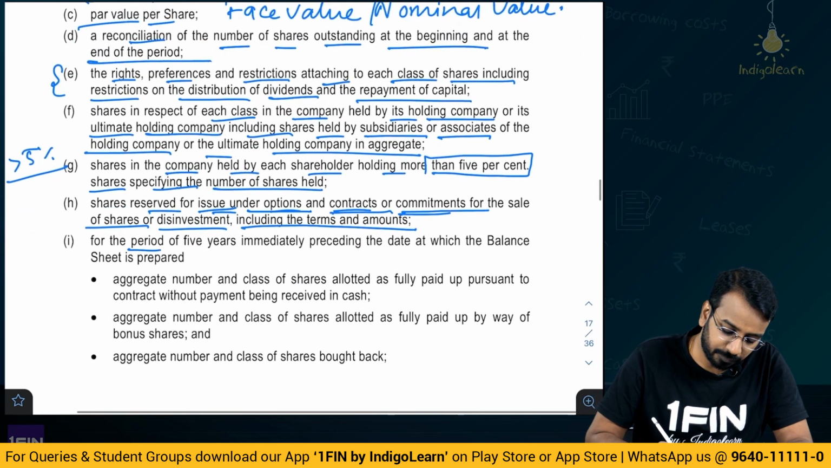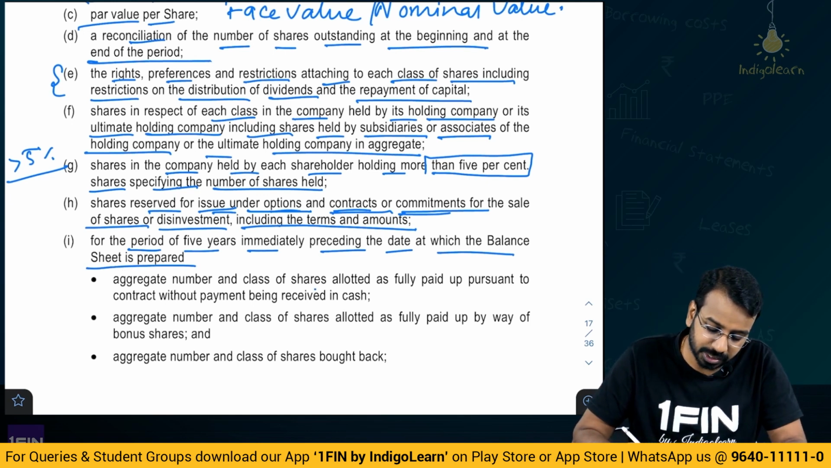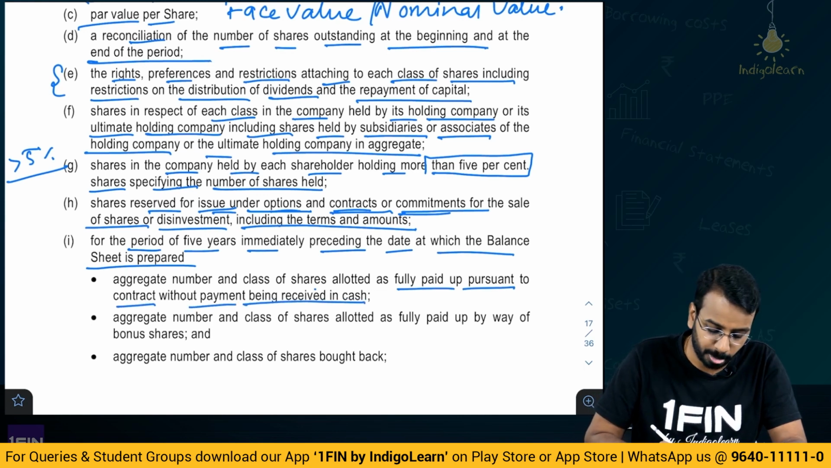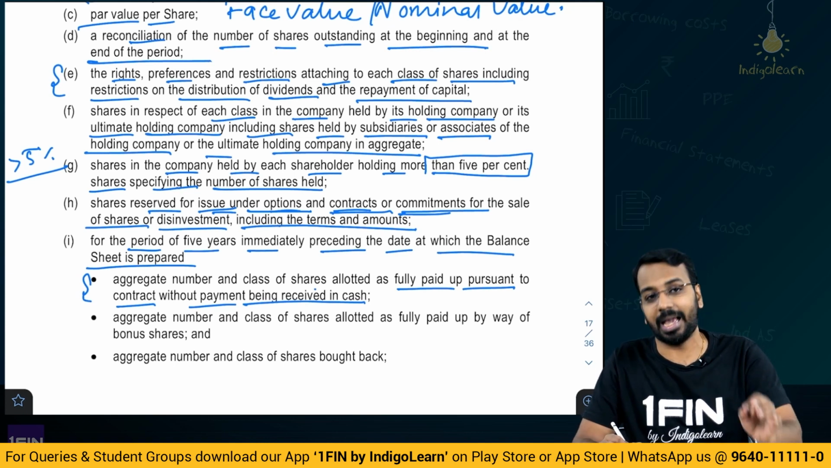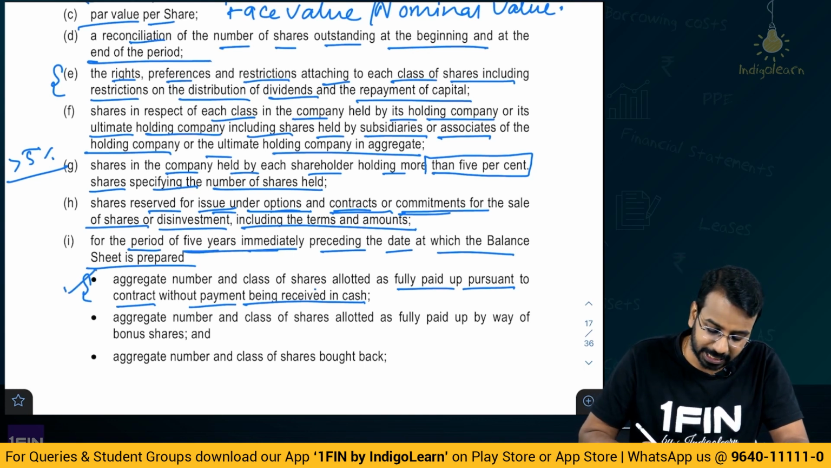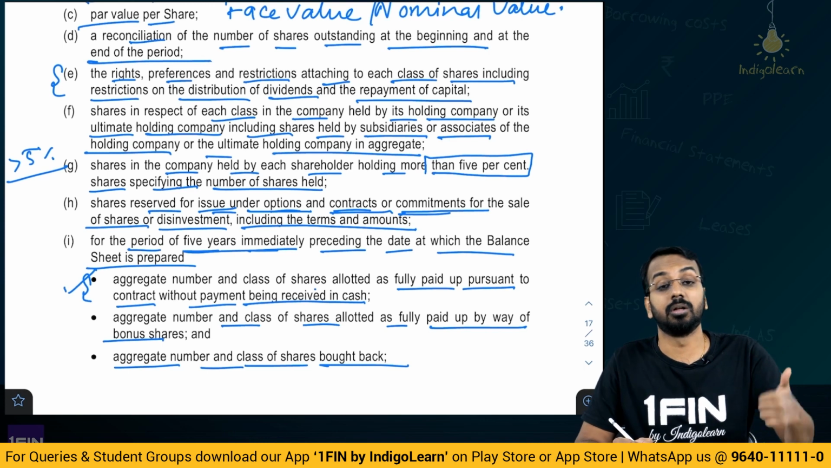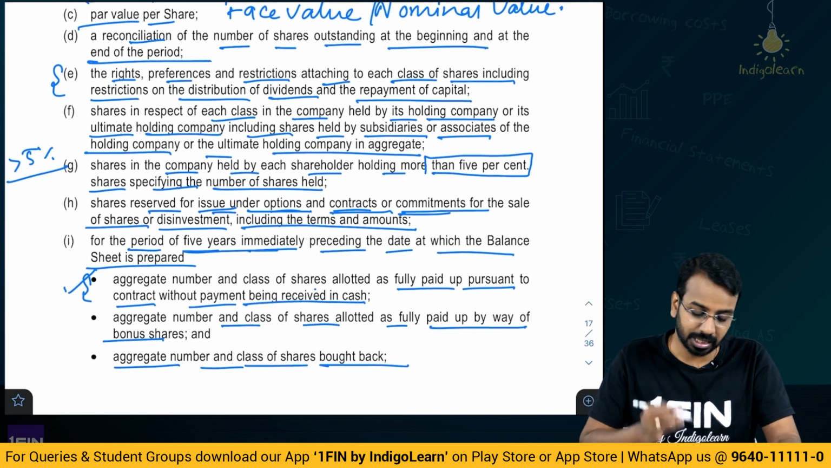Then for the period of 5 years immediately preceding the date at which the balance sheet is prepared, so for 5 previous periods, aggregate number and class of shares allotted as fully paid up pursuant to contract without payment being received in cash. So if there is any issue of shares for consideration other than cash, that you have to disclose for how many years? 5 years. Then aggregate number and class of shares allotted as fully paid up by way of bonus, aggregate number and class of shares bought back. So shares issued for consideration other than cash, bonus issues and buyback of shares, 5 years.